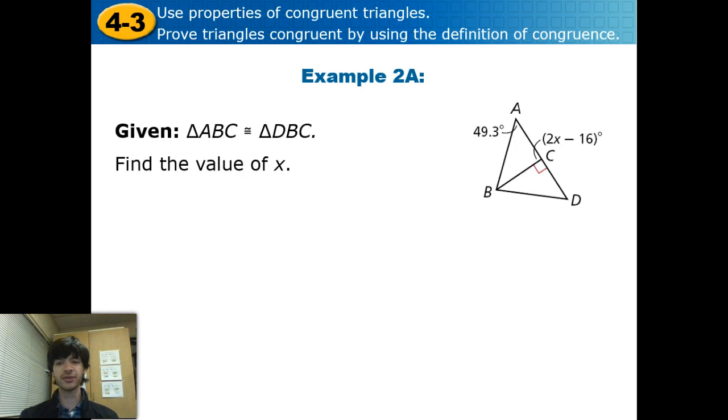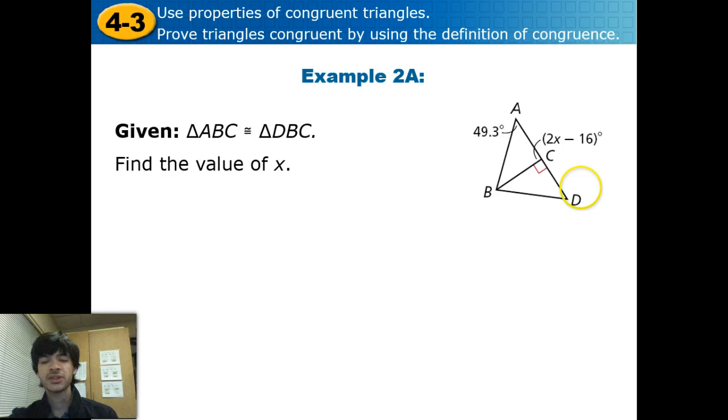So let's find the value of x. Okay, this one should not be too difficult. Okay, so our x is located right here, right in here. So what can we do?